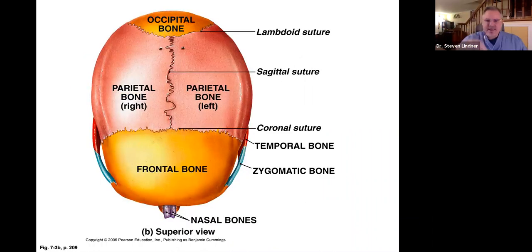Bird's eye view, looking down. So this is a superior view. Here's the nose. So if this is the front and the nasal bone, back here is the occipital bone or the occiput. Here are your two paired parietal bones. Here's the right and here's the left. Here's your sagittal suture. Here's your lambdoidal suture. And then we have the coronal running across. The coronal would be analogous to the lambdoidal, right? Because the lambdoidal connects the occiput to the two parietals. The coronal connects the frontal bone to the two parietal bones.